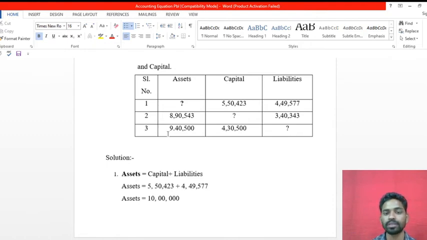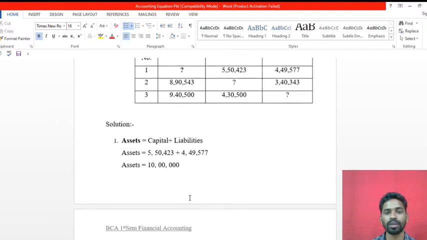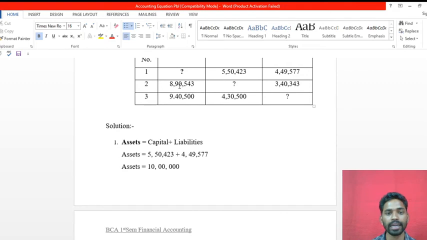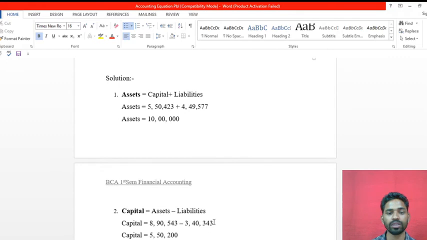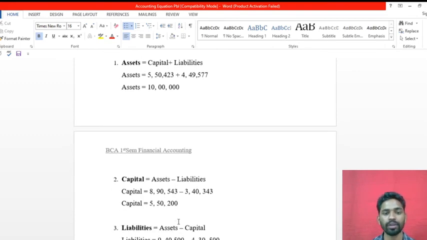In the second case, the assets and the liabilities are given, so we have to ascertain capital. The formula of capital is assets minus liabilities. The assets value is 8,90,543 minus 3,40,343. After subtracting, the figure is 5,50,200. So 5,50,200 is the capital.